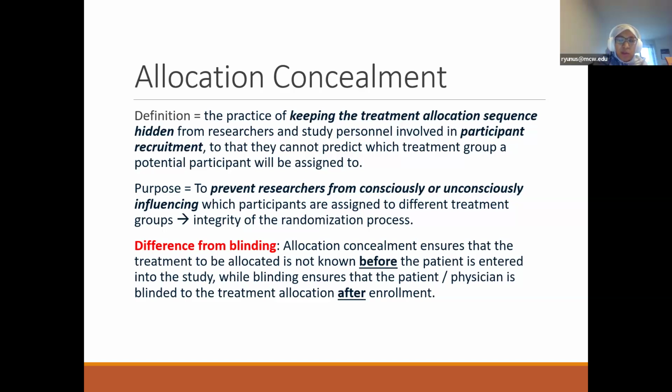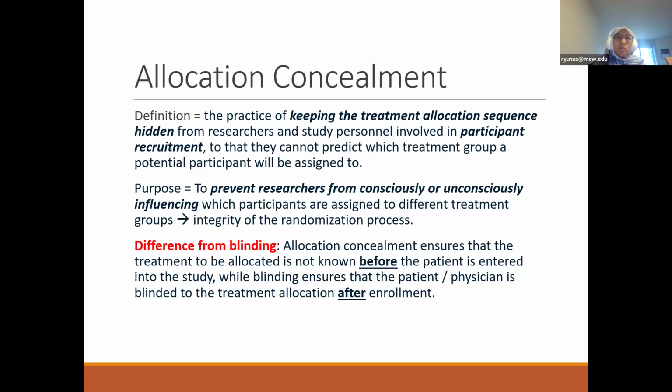And why do we do this? It's because we want to prevent researchers from consciously or unconsciously influencing which participants are assigned to which treatment group. The reason why we do allocation concealment is we want to protect the integrity of the randomization process. Okay, how is it different from blinding?